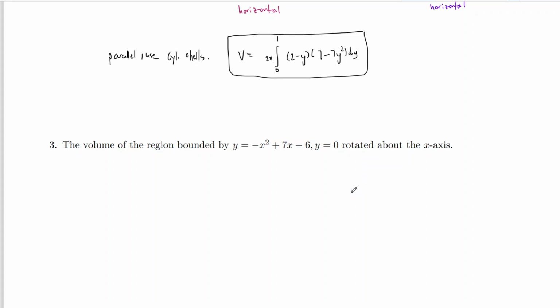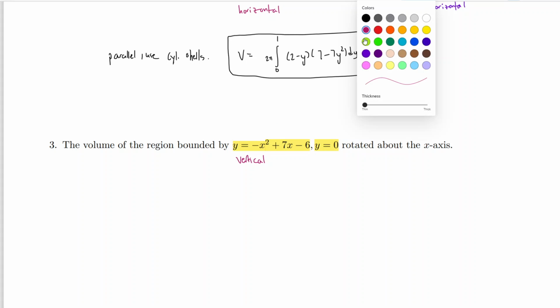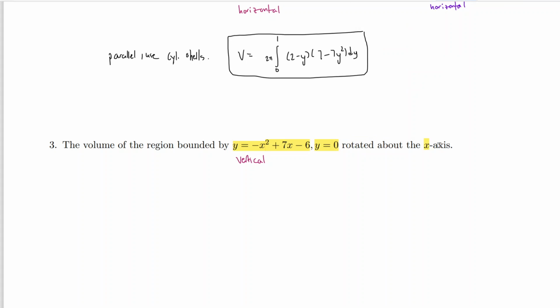All right, and then the last one we've got here, we've got the volume of the region bounded by y equals negative x squared plus 7x minus 6 and y equals 0. So directly, this one I see y equals, once again, the y equals 0 is less important. It's really the ones with all the x's here. So that's telling me I should plan to use something that's vertical. Right, y equals something with x means vertical in my head. So I want to do that. And I want to rotate around the x-axis.